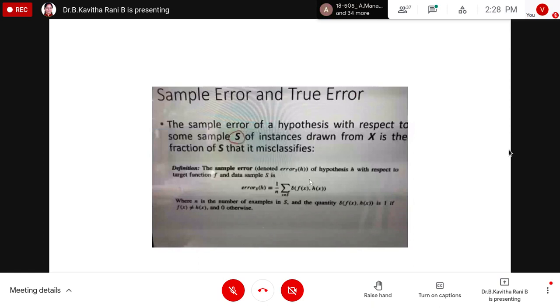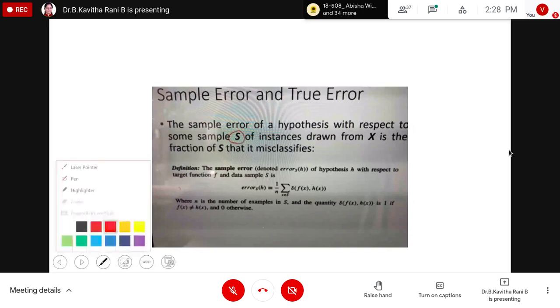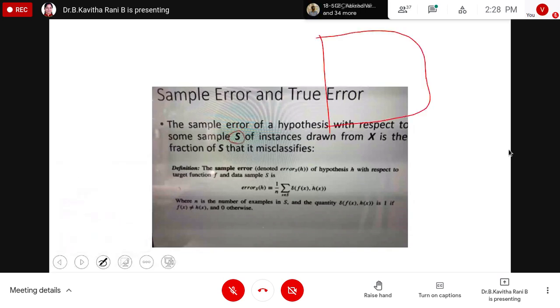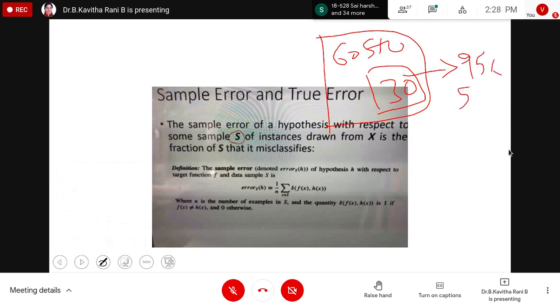Okay. So in the morning I told you, if you have 60 students in a class, from that I have taken only 30 students as a sample. I have got some hypothesis here, and it is performing at 95%. Only 5% I am getting as error. So this is called sample error. Whatever error I get on a particular representative sample, that is sample error.